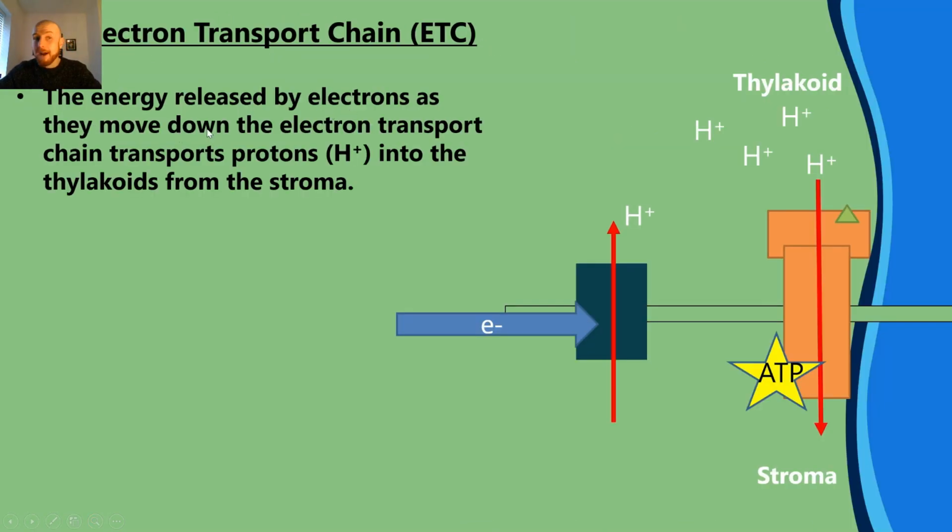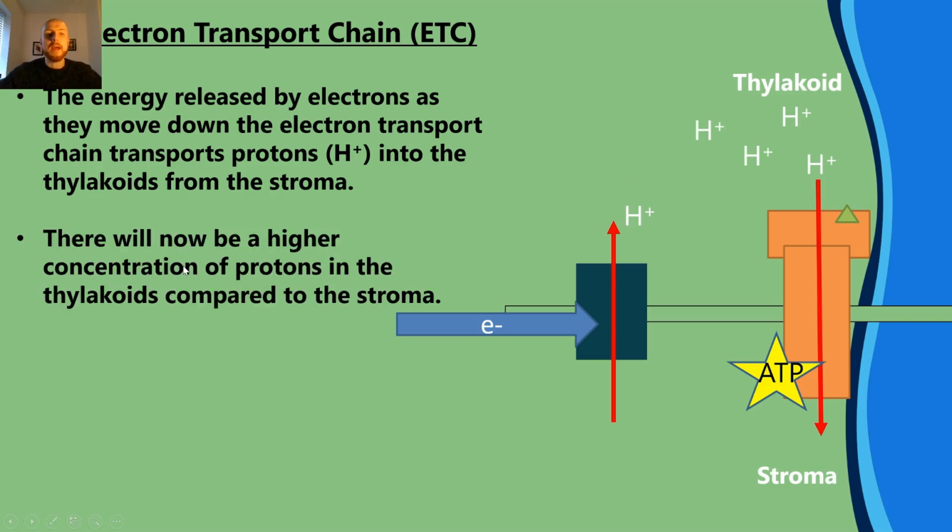So the energy released by electrons as they move down the electron transport chain transports protons into the thylakoids from the stroma. So we can see here we've got our electrons arriving here, so they're bringing with them some energy, and that energy is going to drive the flow of hydrogen ions into the thylakoid, so into those green frisbees from the stroma. It's going to drive the flow of protons, which are basically just hydrogen with an electron knocked off, into the thylakoids. Now, there will now be a higher concentration of protons in the thylakoids compared to the stroma. And you can see here I've represented that with loads of H+ ions in the area labelled the thylakoid, so within the green frisbees. And that's why it's so important to label the chloroplasts, so you can visually see where this process is happening.